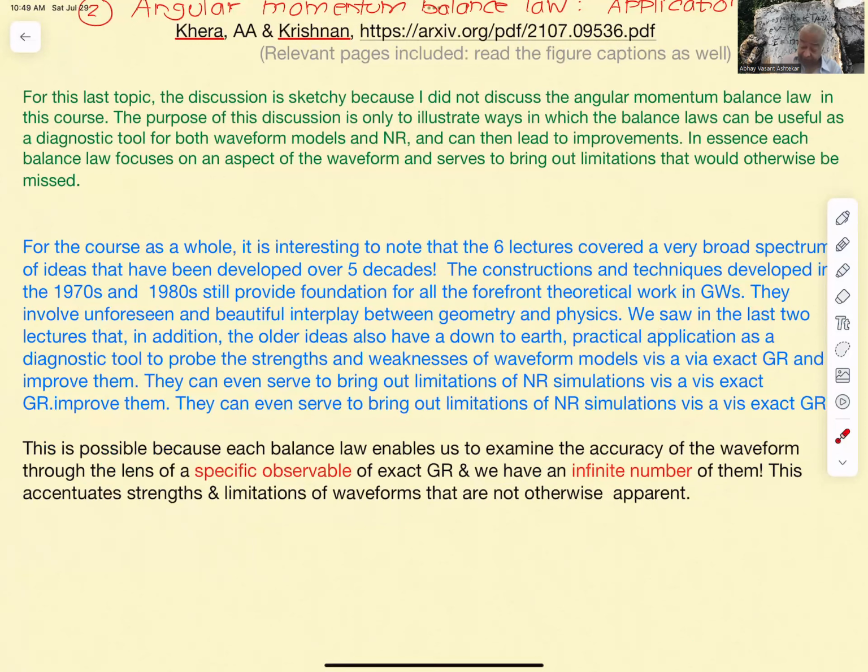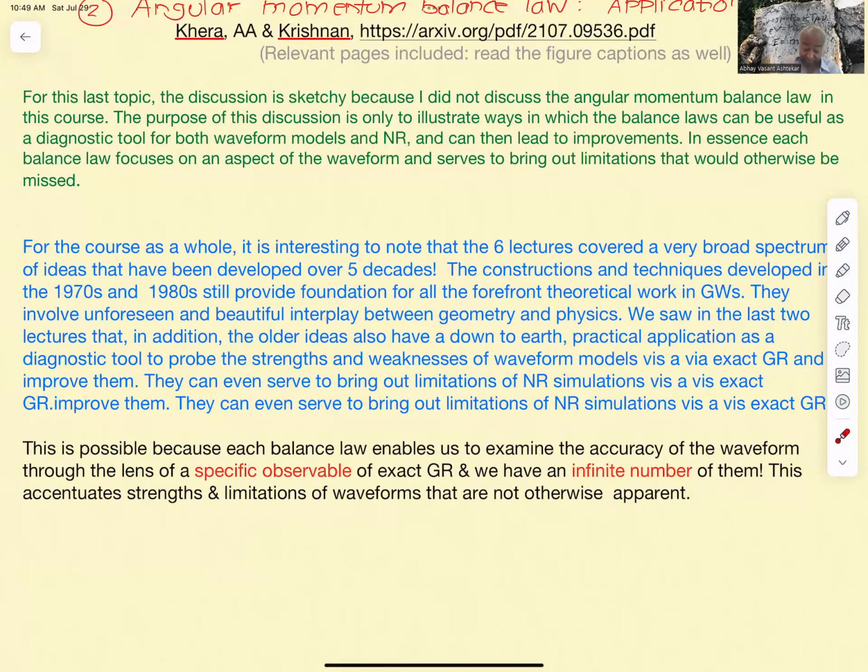We saw in the last 2 lectures, this lecture and today's earlier one, that in addition, the older ideas have a down-to-earth practical application as a diagnostic tool to probe the strengths and weaknesses of waveform models vis-a-vis exact general relativity. We don't know what the waveform model is in exact general relativity, but we can still use these identities, which are valid exactly in the full nonlinear general relativity, to test how various waveform models are performing. And where in parameter space they are not performing well, you can pinpoint that and then give some directions to improve them.